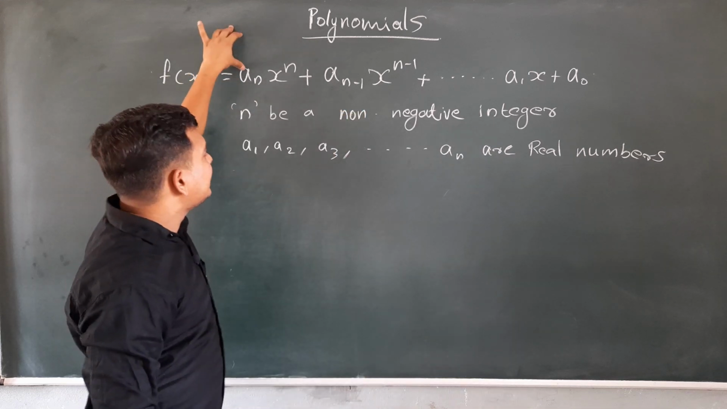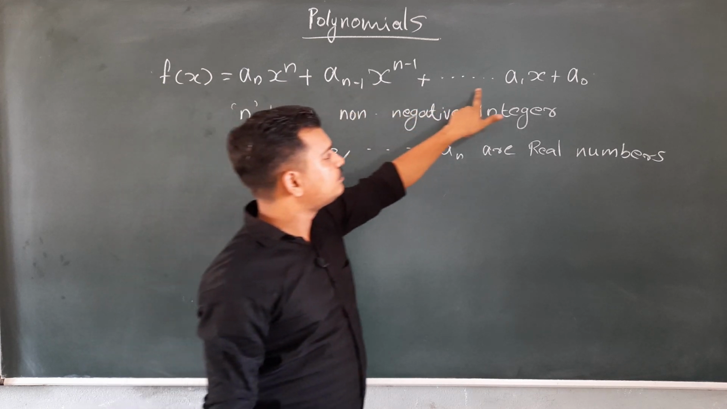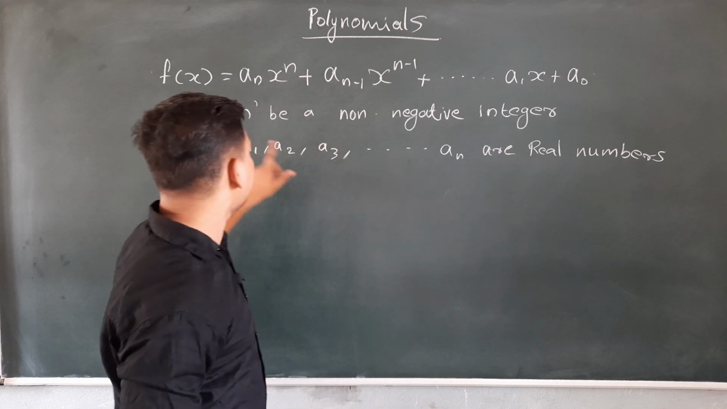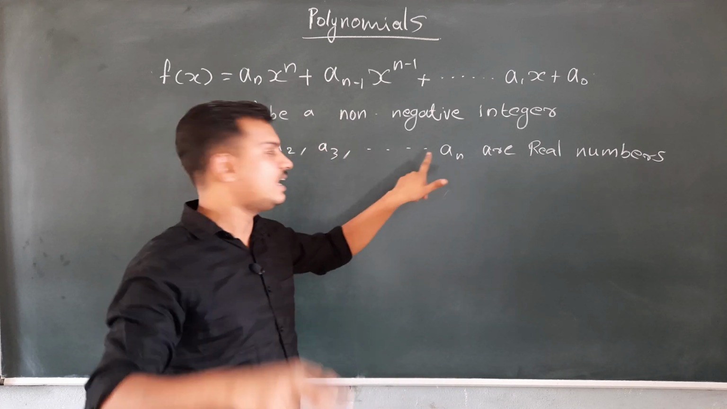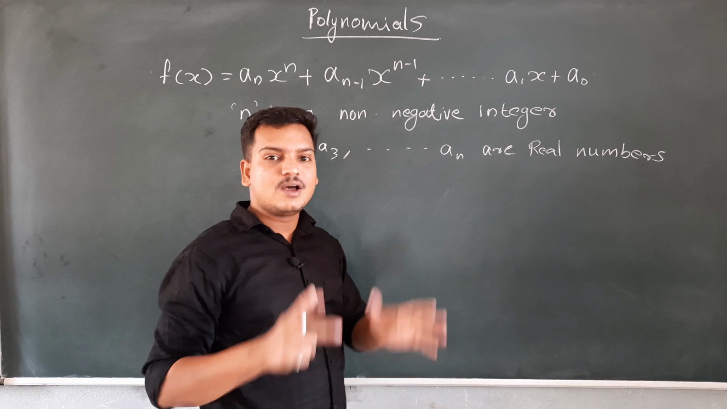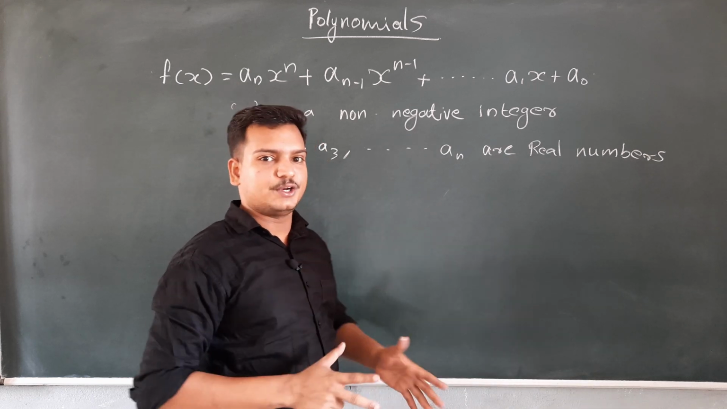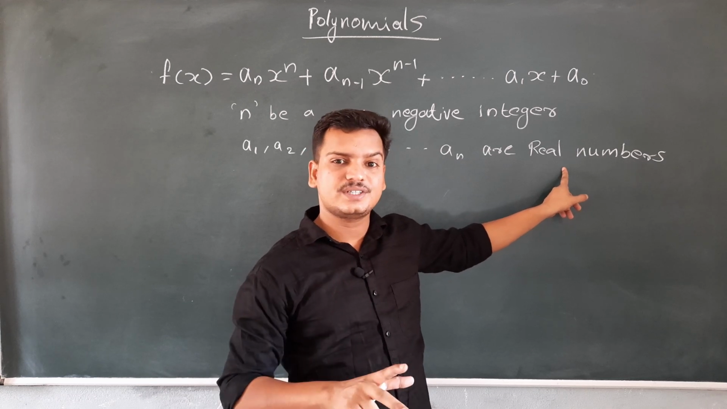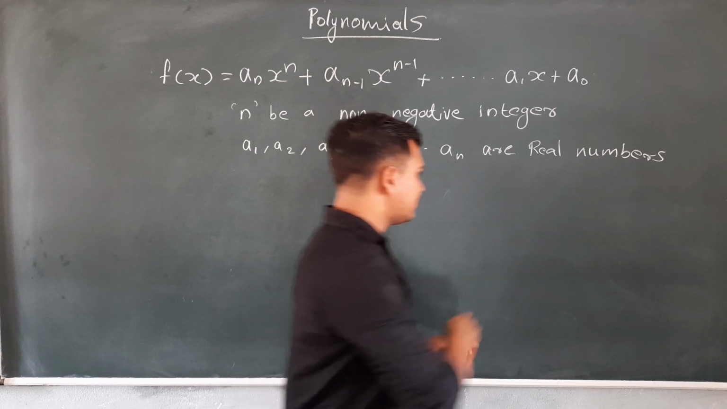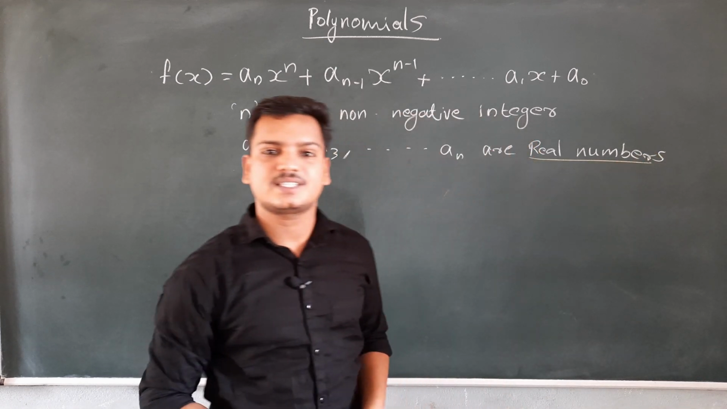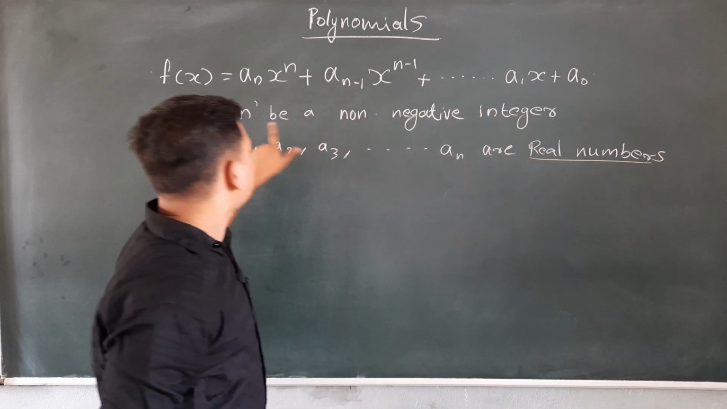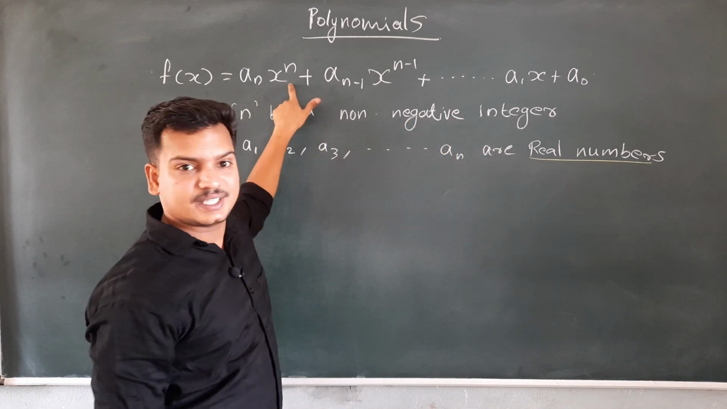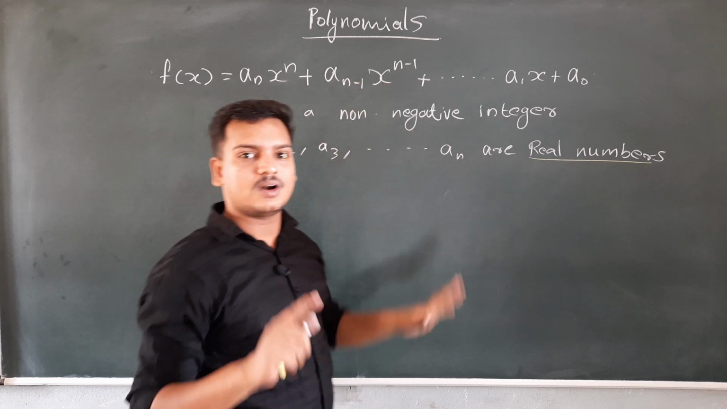Here a_(n-1) up to a_1, a_0, these are all called coefficients of the polynomial. See, a_1, a_2, a_3, a_4 like that up to a_n, these are called the coefficients of the polynomial. These coefficients are always real numbers. All the coefficients are real numbers. This you must remember. Next one, n is a non-negative integer. What is n? In this expression, the exponent of the variable is called n.